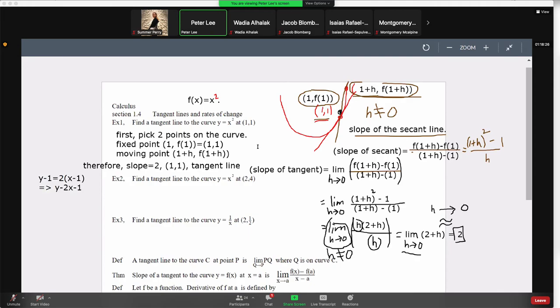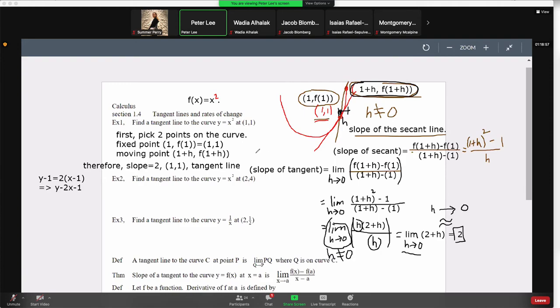Now let's look at this one more time. Note that in example 1, we named the other point (1 plus h, f of 1 plus h). That's how we named it. We call this point (1 plus h, f of 1 plus h). The difference in x value is h.